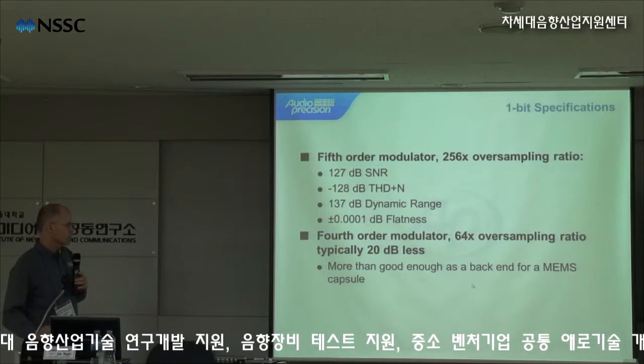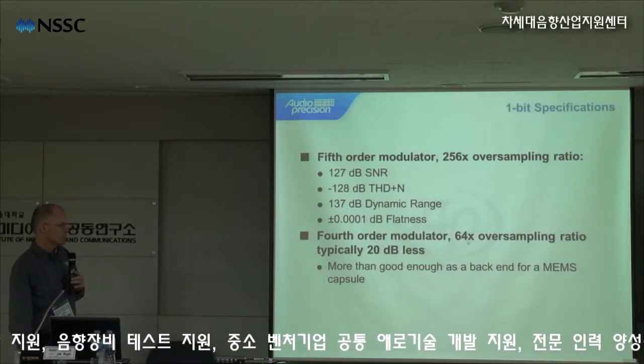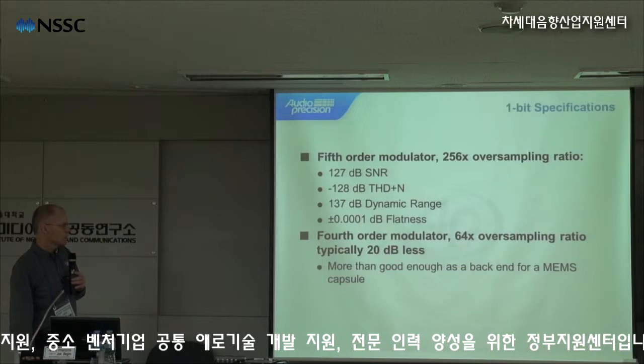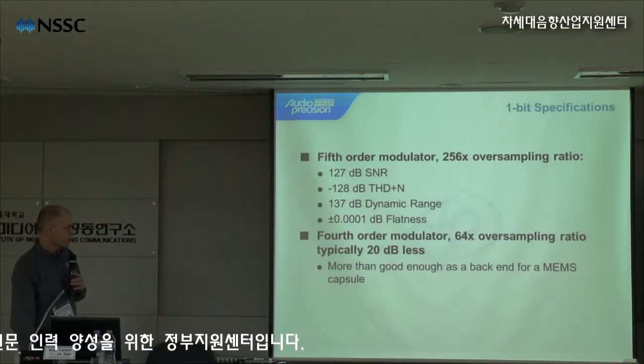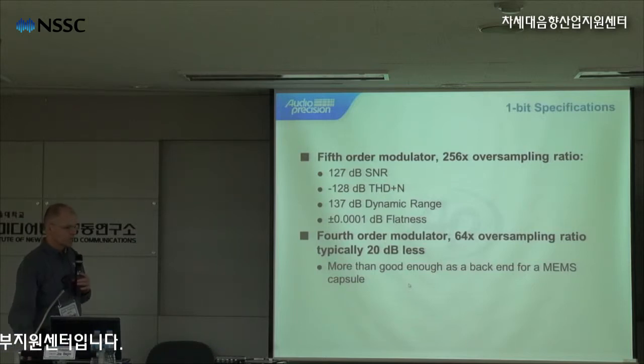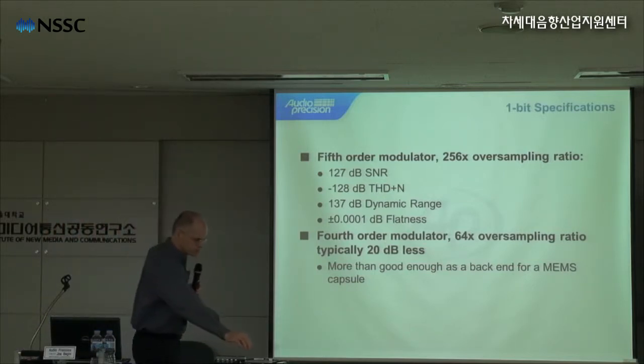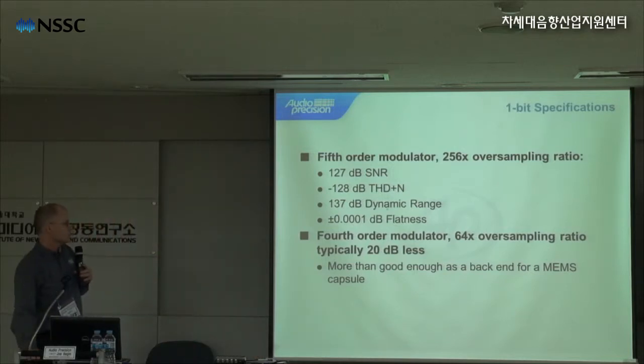The 4th order modulator uses a lower sampling ratio, 64 times, and it typically has 20 dB less performance than the 256 times. But as you can imagine, for one of these little MEMS microphones, you would be looking at a signal-to-noise ratio of about 107 dB. For an acoustic application, that's plenty of dynamic range and signal-to-noise ratio.